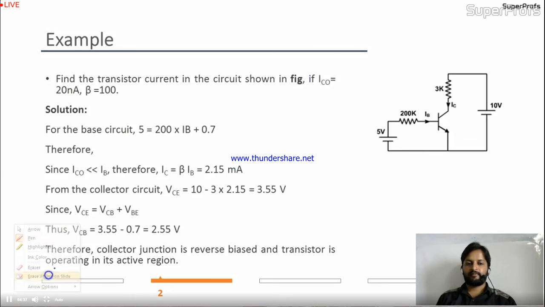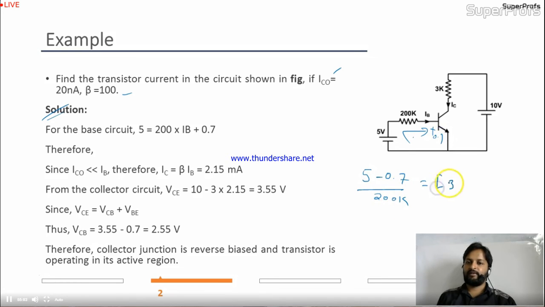So the question is, find the transistor current in the circuit shown in the figure if ICO equals 20 nano and beta is given over here. I have put the solution over here for you also. For the base current, if you apply over here, it will be 5 and this is 0.7. So (5 minus 0.7) divided by 200K is equal to IB. So this is given over here. Okay.